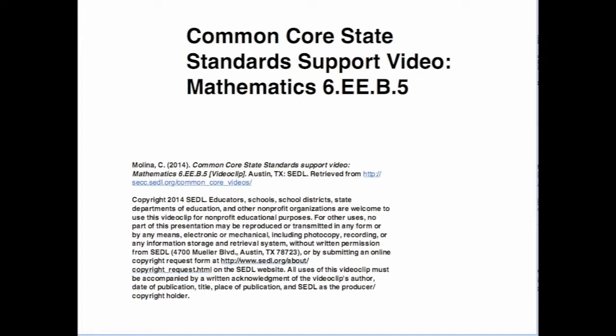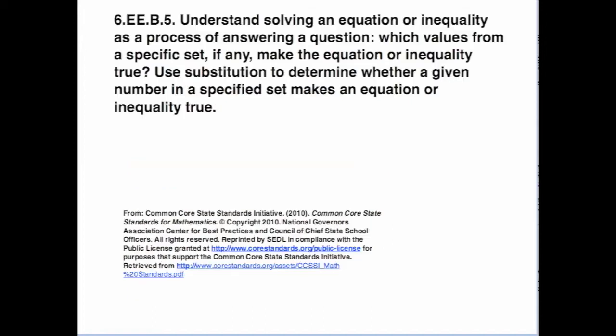This is a Common Core State Standard Support Video in Mathematics. The standard is 6.EE.B.5. This standard reads: understand solving an equation or inequality as a process of answering a question: which values from a specific set, if any, make the equation or inequality true? Use substitution to determine whether a given number in a specified set makes an equation or inequality true.